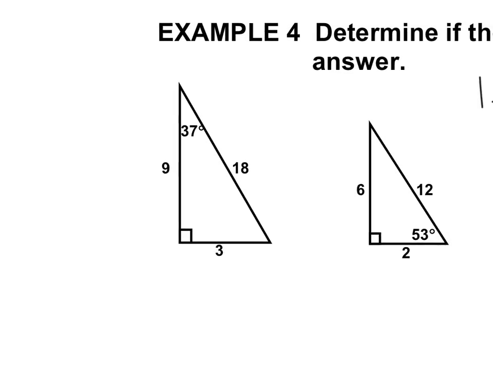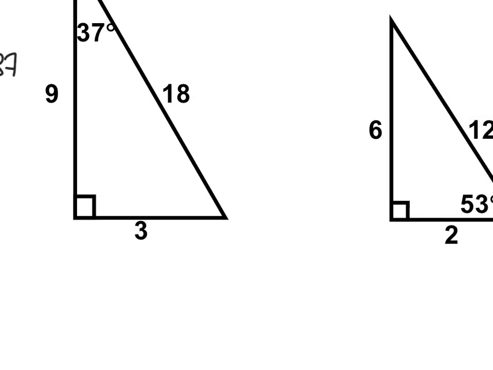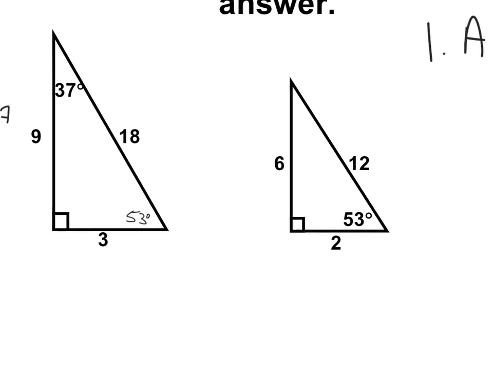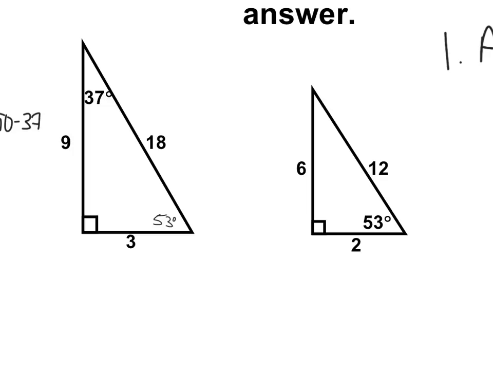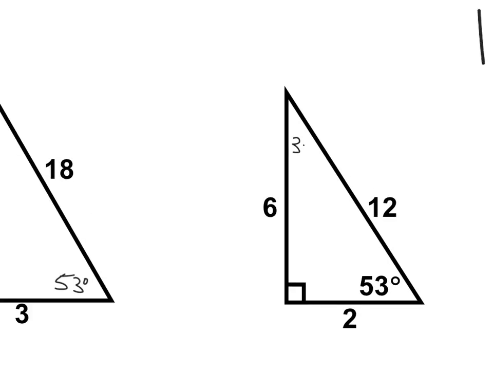So I know I have 37 and 90 over here, so I'm going to take 180 and subtract 90 and subtract 37. When you do that, the missing angle is 53 degrees. So if I look at the other triangle, I know that it has 90 and 53, which must mean that the other angle is 37.